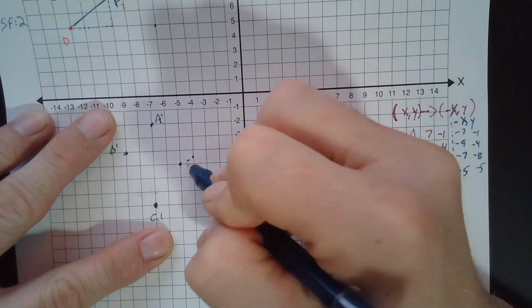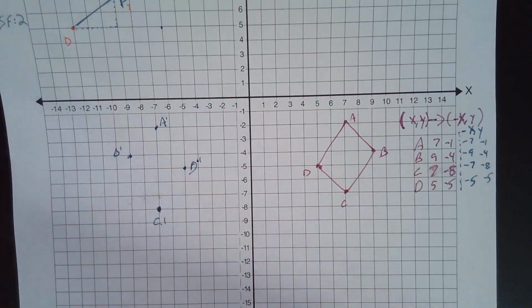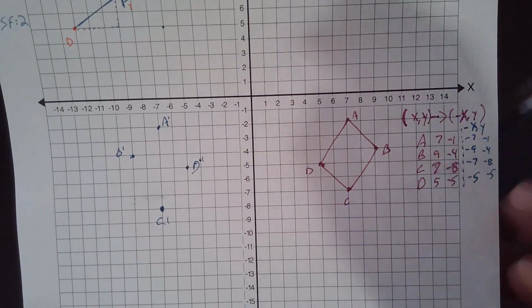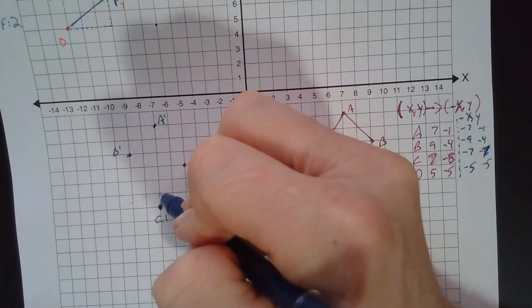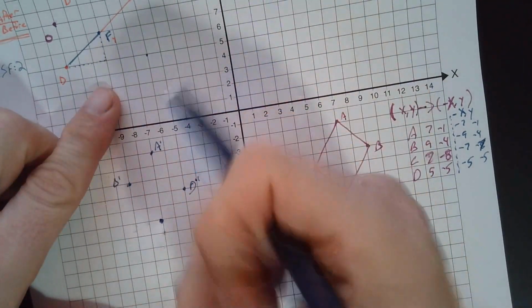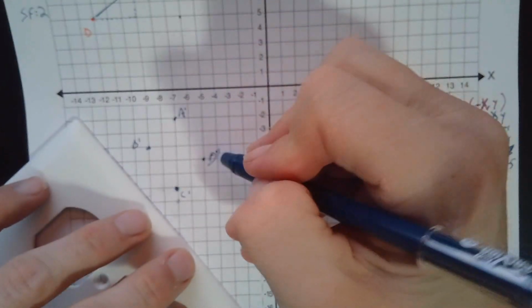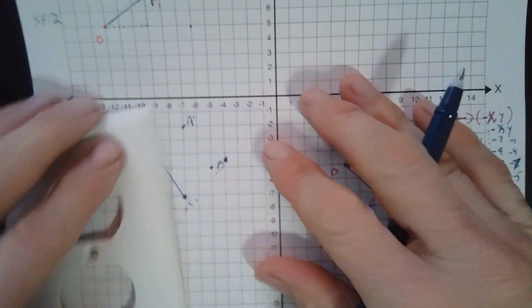That is D prime. Okay, wait a second, I don't think that was negative 7 and negative 8. Let me check what I'm writing over. I just misread it. It's negative 7 and negative 7. That's C prime. That's supposed to be just a single prime there. Okay, so I'm going to draw these lines.